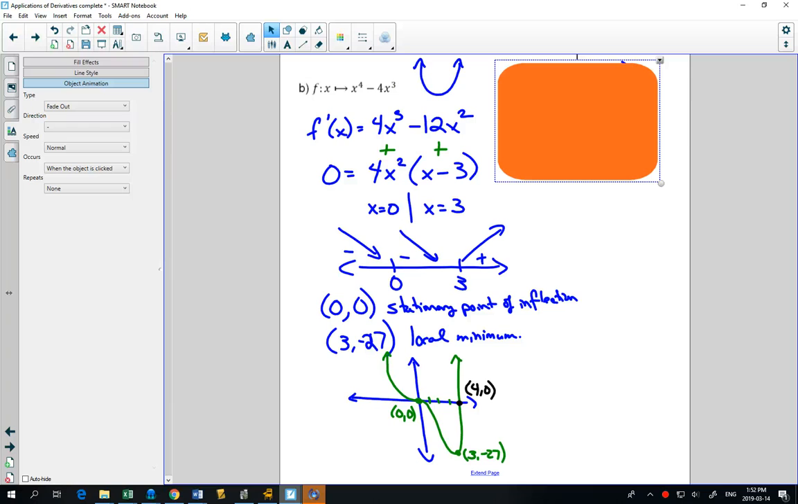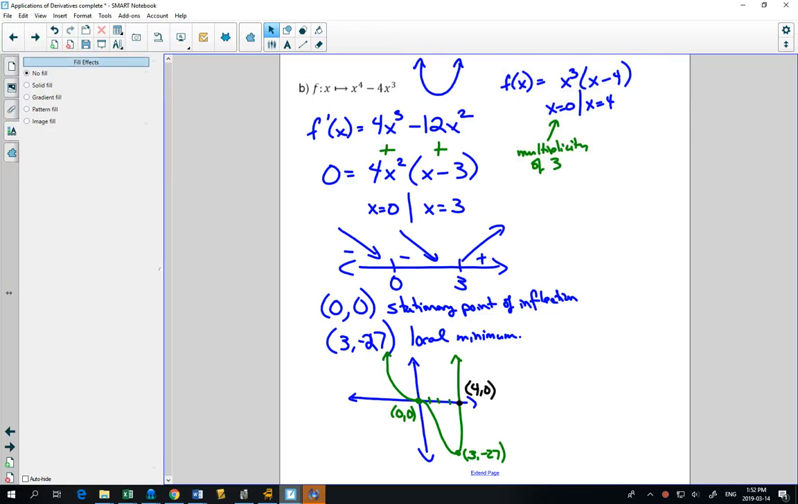In grade 12, you would have factored this, and this actually is quite easy to factor. You can take out the x cubed, leaving you with x minus 4. And so you get x-intercepts, or zeros, at x equals 0 and x equals 4. Do you remember multiplicity a little bit? We would say that the zero of 0 has a multiplicity of 3 because it happens 3 times. It's x cubed.